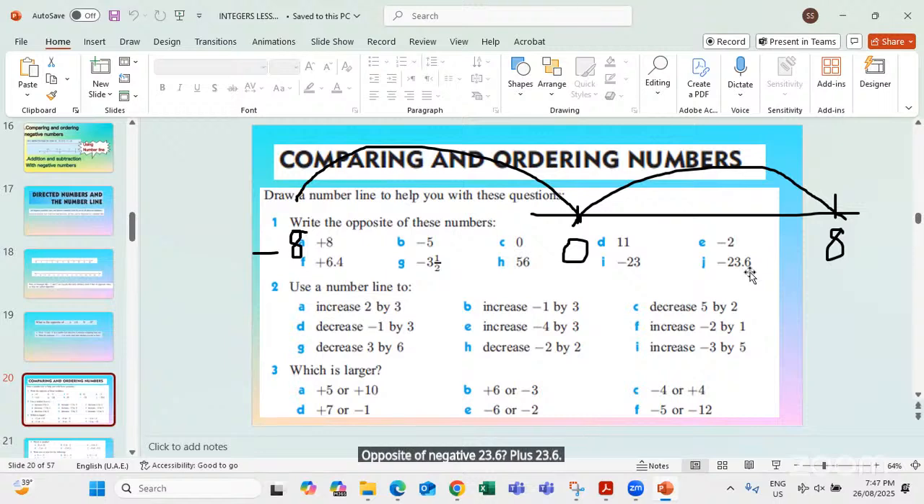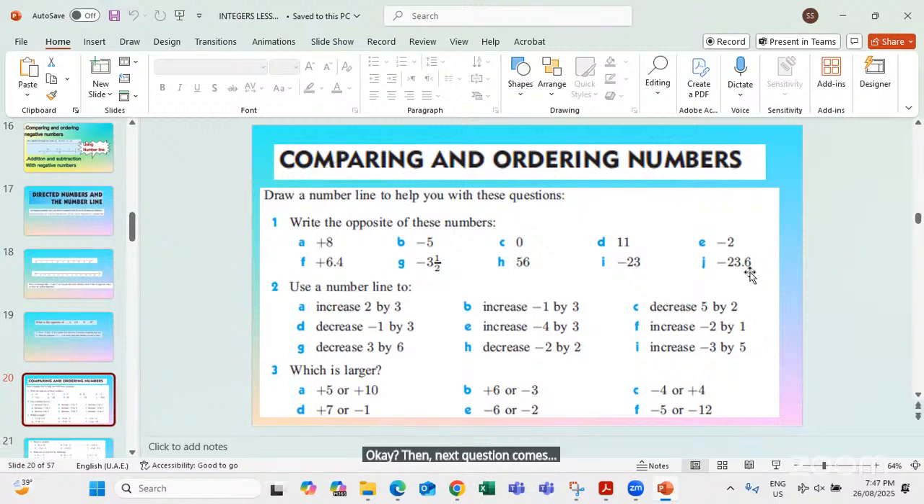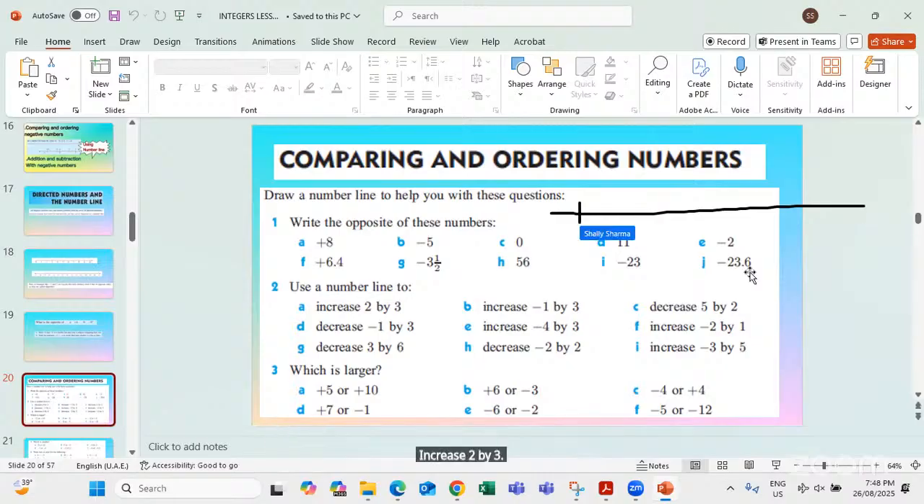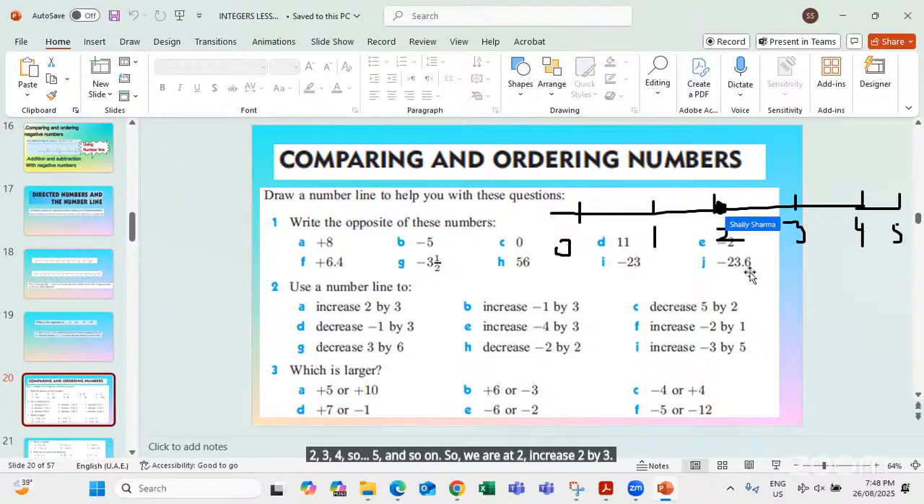Then the next question comes: use a number line to increase 2 by 3. This is a very simple question, because here we have both positive numbers. This is a number line with 0, 1, 2, 3, 4, 5 and so on. We are at 2, and we increase 2 by 3: 1, 2, 3. We are increasing it, so we are going to the right side. Where will we reach? 5.